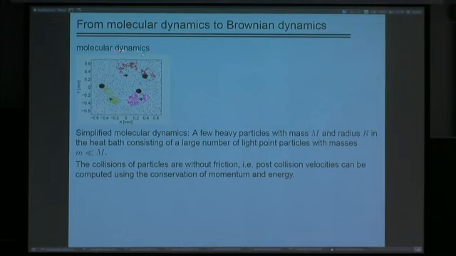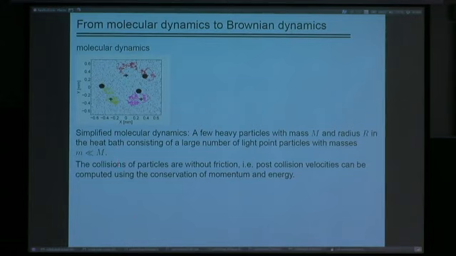If I showed you a video, it would look very similar to the video which I showed you before, in a way that these big particles will be doing random walks. Here I just put a snapshot with a few big particles, and I showed the trajectories of these big particles, which are subject to this simple coarse-grained molecular dynamics.